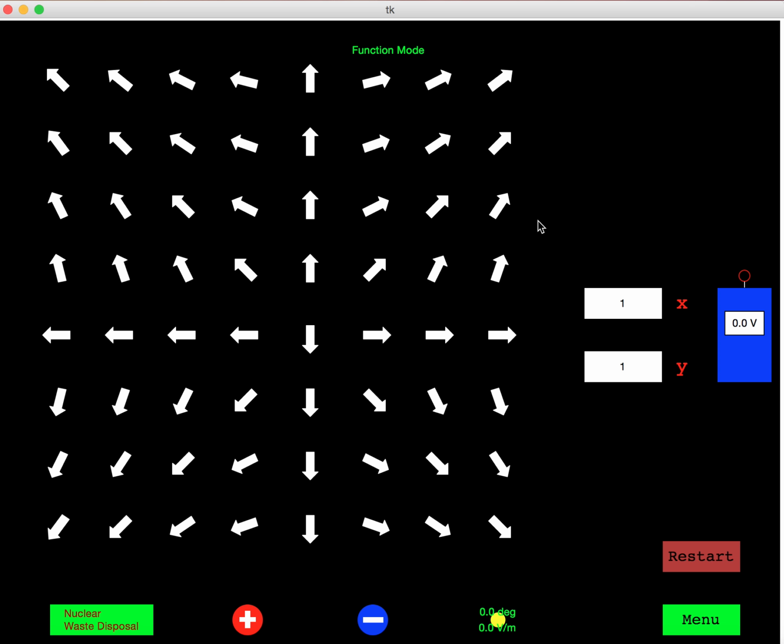And overall, the point of the program is so that users can really play around with and get a firm understanding of charges and electric fields and how particles and charges can interact with one another. And yeah, those are the features of this program.